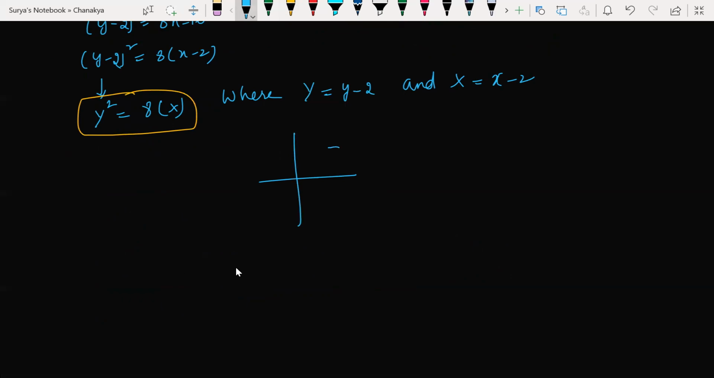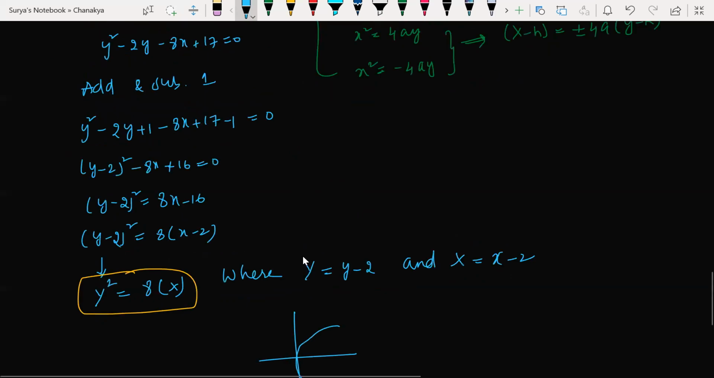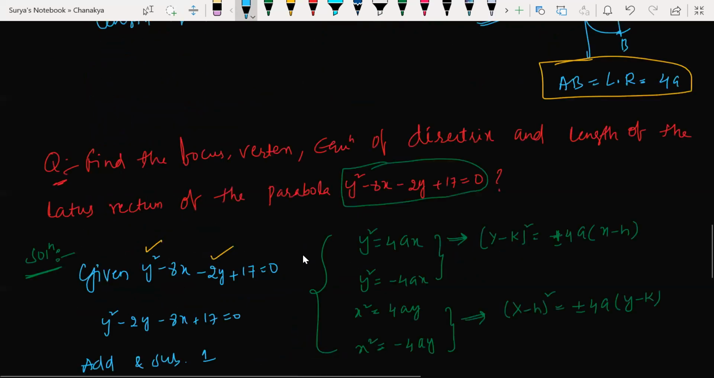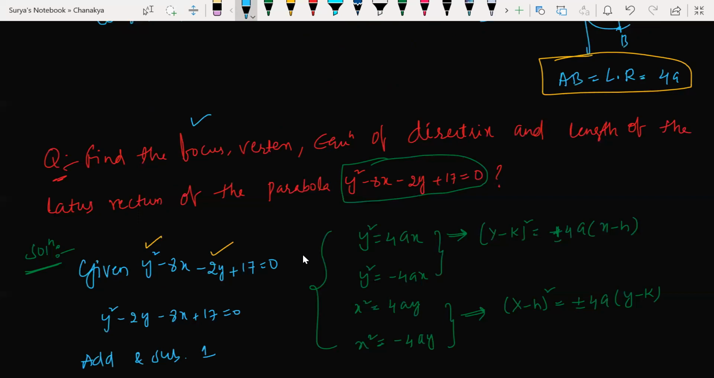Yes, sir. This is a right-handed side parabola. For a right-handed side parabola, what exactly is it asking us to find? Focus, vertex, equation of directrix, and length of latus rectum. So four parameters he is asking us to find.